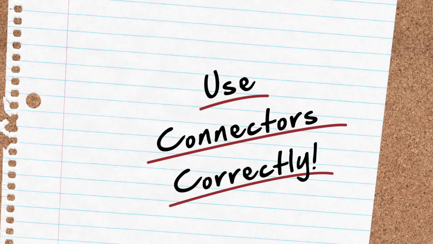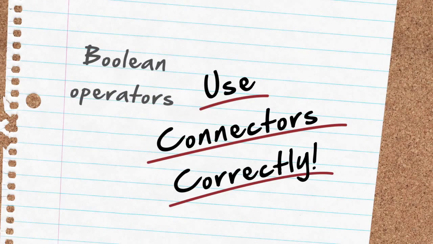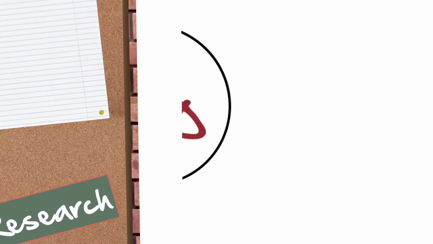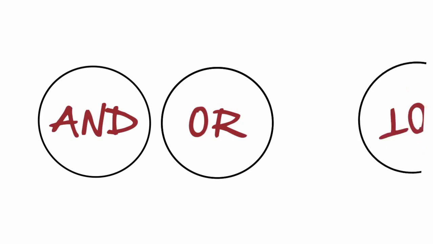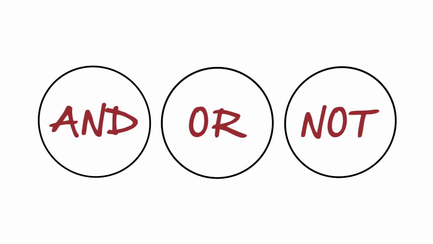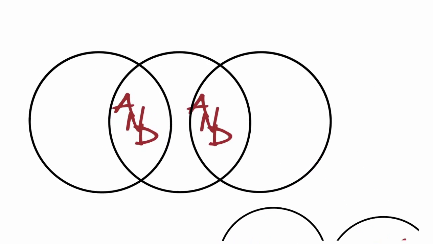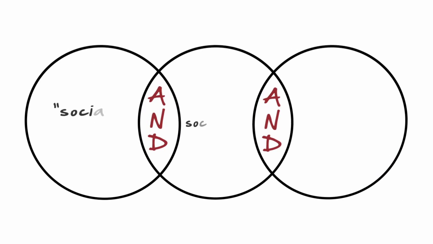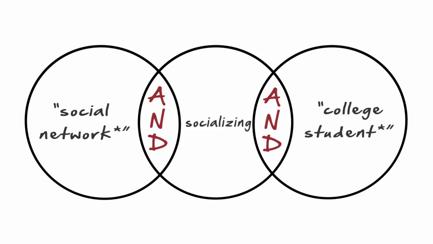Use connectors correctly. Boolean operators are used to combine your search words so the database understands what you are looking for. The most common connectors are and, or, and not. And. Use and to indicate that all words must appear in each result. The more words you combine with and, the more specific your results.